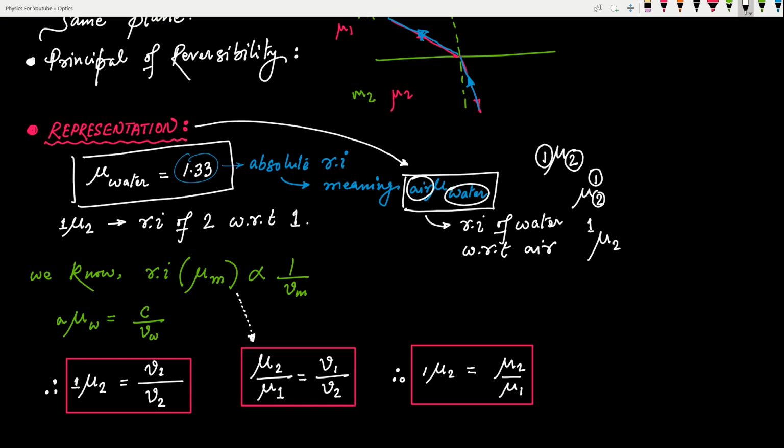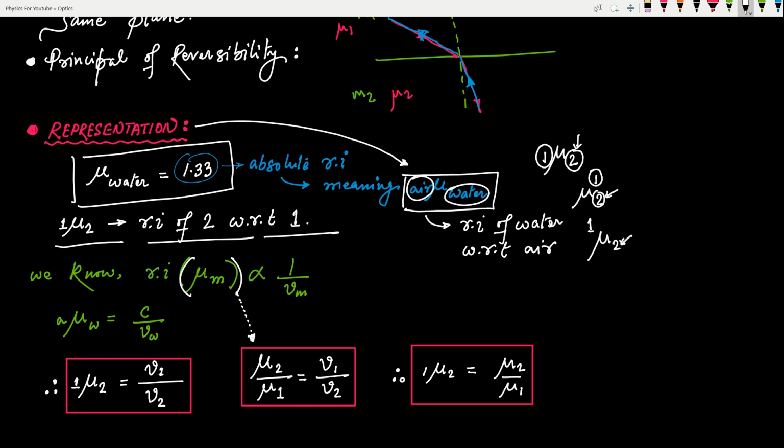The refractive index of the material that we need to find out is always written on the right hand downward side. So this is how we need to represent the refractive index of a material with respect to another material. As you can see, mu21 is the refractive index of 2 with respect to 1. Now we know that the refractive index of a medium, as you can see here, is inversely proportional to velocity.